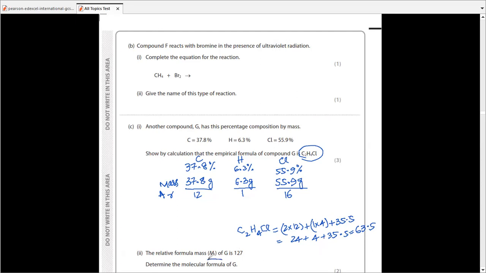Okay, since the MR is 127, what we are going to do is find a number we're supposed to multiply all these subscripts with. So N is MR over empirical formula mass. 127 divided by 63.5, that's 2, which means C2H4Cl is supposed to be multiplied by 2, which gives us C4H8Cl2. And that's the molecular formula. Make sense? Okay, yeah.